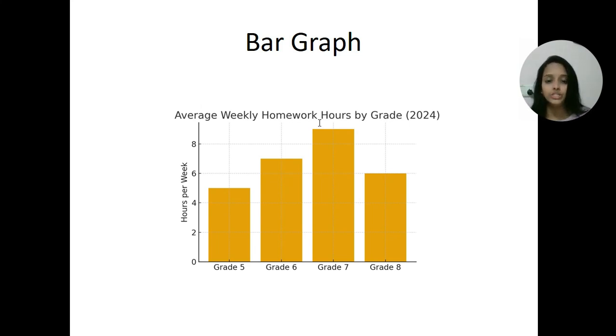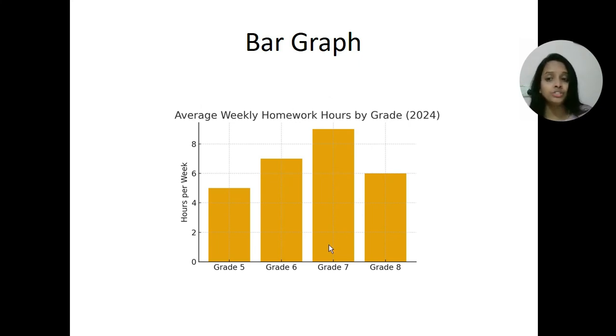You can also pause the video, try to observe this bar graph by yourself, try to analyze the trend or comparisons between the data, and please note down my 5-step formula because this will be helpful for you to process the bar graph. Okay, so the first one is the introduction. You can start by saying what the bar graph illustrates. So here it illustrates the average number of weekly homework hours among students from grade 5 to grade 8 in the year 2024, correct? And then go with the overall trend.